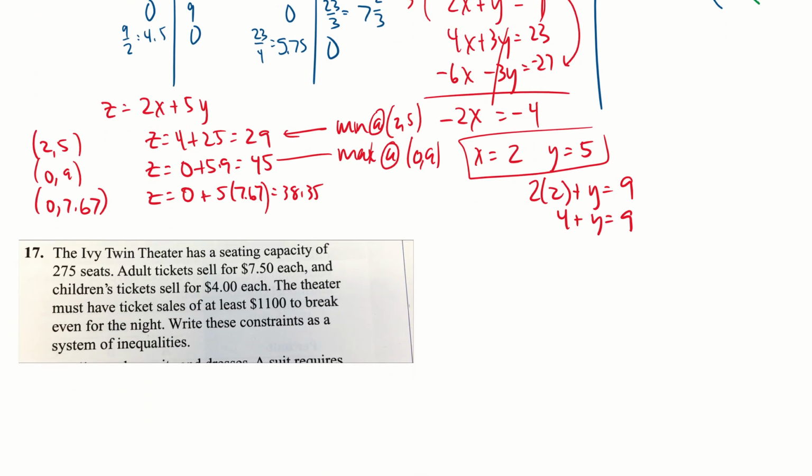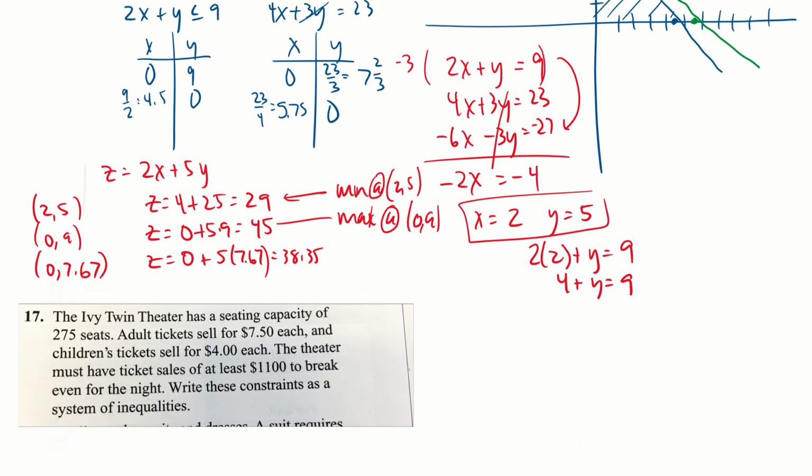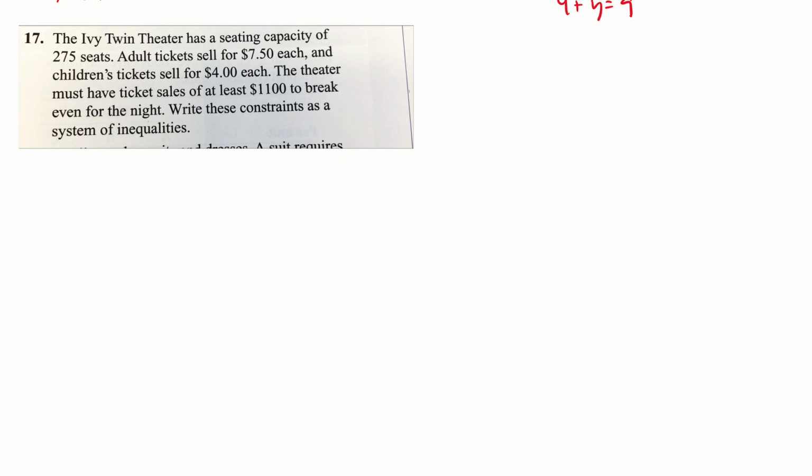Okay, so these are the same things. This is the same type of problem, only now we're going to apply it. And this just says write the constraints. We don't have to actually solve it. So the Twin Ivies Theater has a seating capacity of 275, adult tickets, children's tickets, ticket sales of at least this to break even, write the constraints.